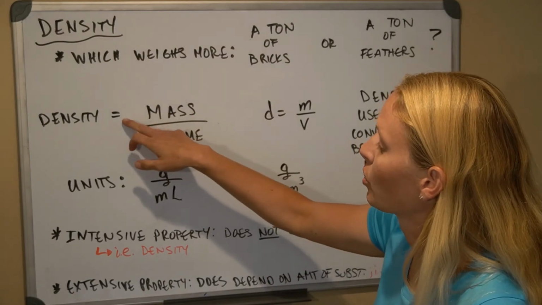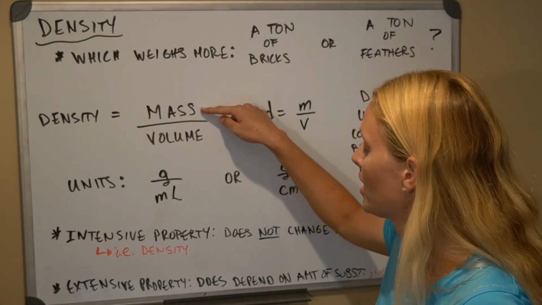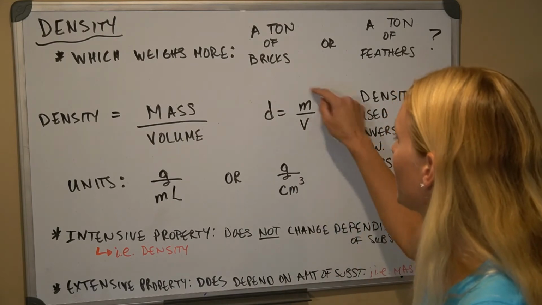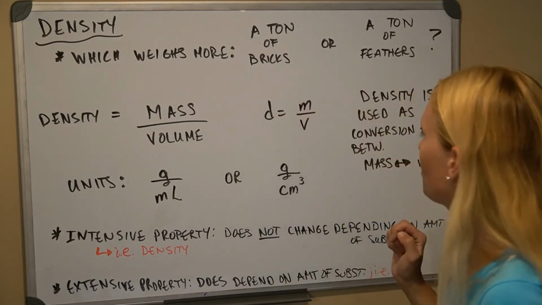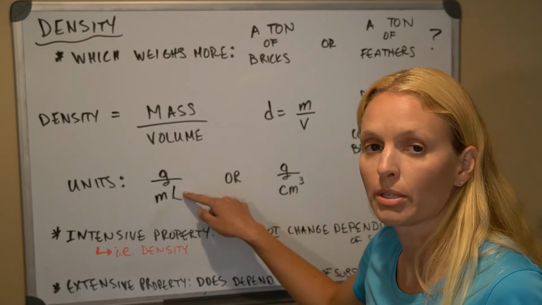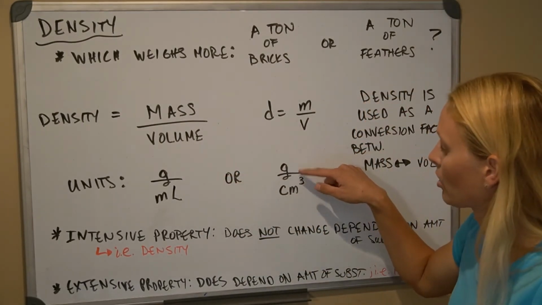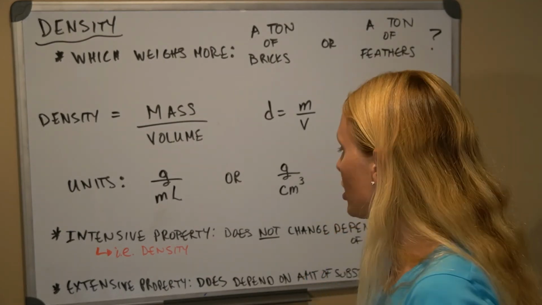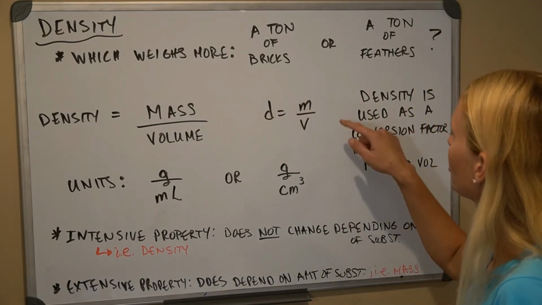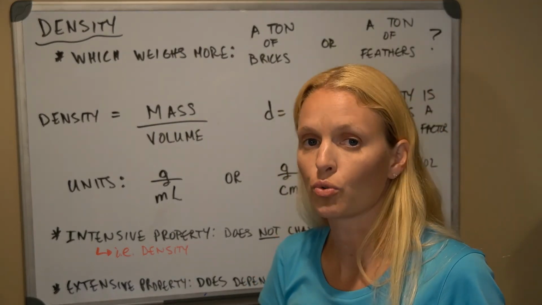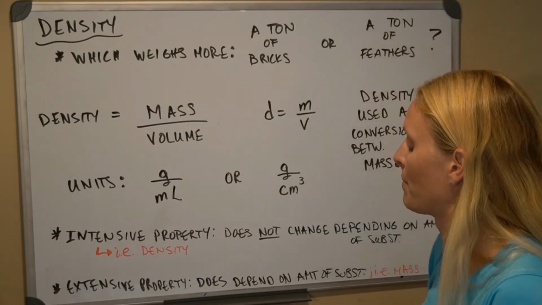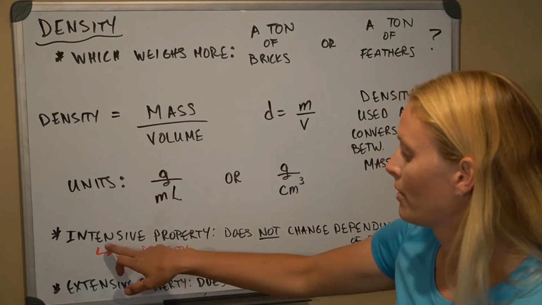Density is measured as the mass of a substance divided by the volume that that mass displaces. So it's mass divided by volume, or we can abbreviate it as density equals mass over volume. The units would be a mass unit such as grams on the top divided by the volume, usually milliliters, so grams per milliliter, or commonly grams per cubic centimeter. Either one is commonly used interchangeably. We also can use density as a conversion factor to convert between the mass of something and the volume of something, or the volume of something to get its mass. And density is also known as an intensive property.